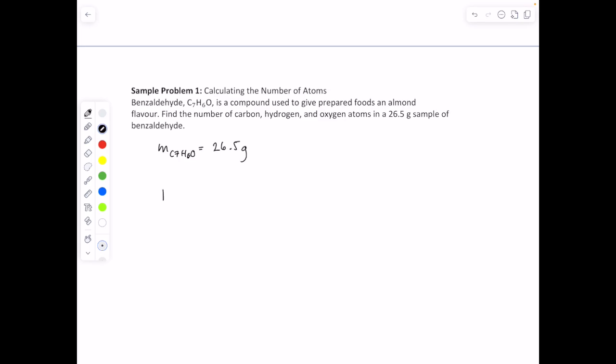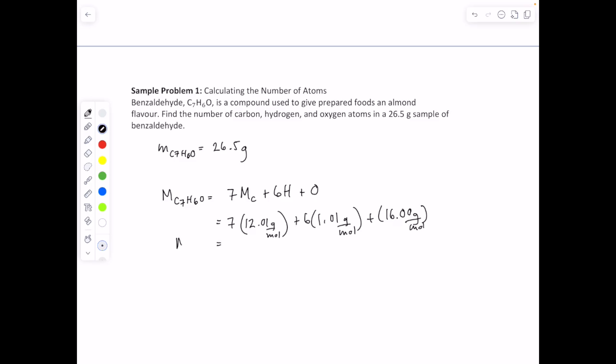And first thing we're going to do is find the molar mass of C7H6O, which is 7 times the molar mass of carbon, plus 6 times the molar mass of hydrogen, plus the molar mass of oxygen. That's 7 times 12.01 grams per mole from carbon, plus 6 times 1.01 grams per mole for hydrogen, plus 16.00 grams per mole for oxygen, and the molar mass of benzaldehyde is 106.13 grams per mole.